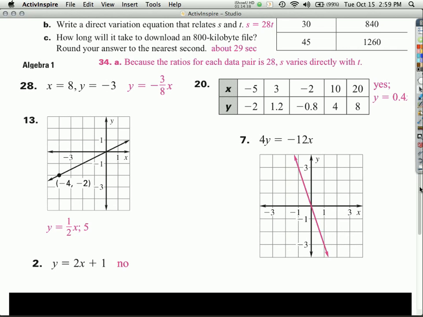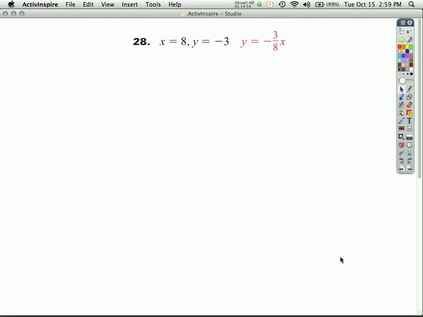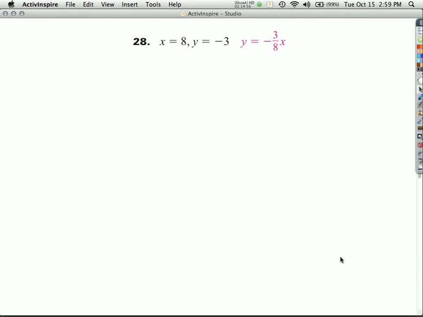Comments or questions on any of these, on how they were done, where these answers came from? We'll start with Kayla in the back and then John. Kayla, which number? Number 28, very good. If everyone will look at their number 28, please. Give me a thumbs up if you got number 28 correct. Good, put your thumbs down. That was a lot of us.